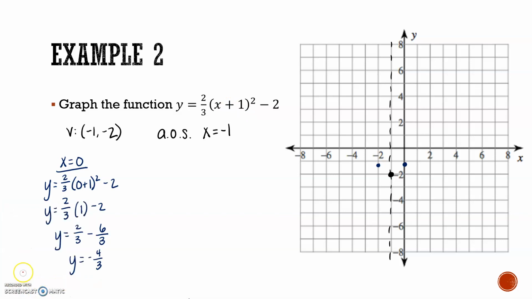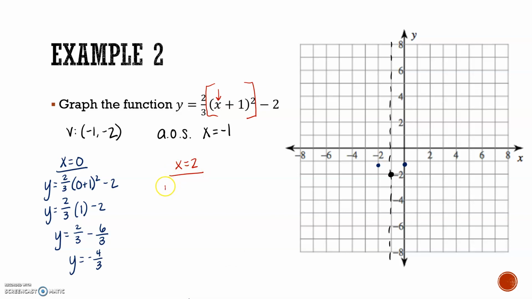In order to not get a fraction, I plug in a value of x that makes this number here divisible by the denominator, then I'm not going to have a fraction. Because if I plug in x equals 1, I'm going to get 1 plus 1 is 2, 2 squared is 4, but that's not divisible by 3. But if I plug in x equals 2, let's see what happens.